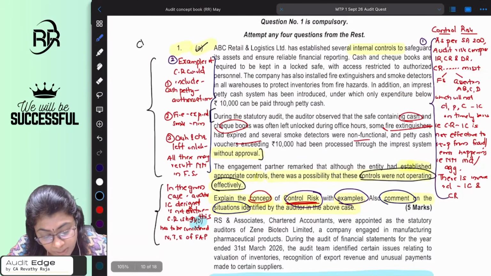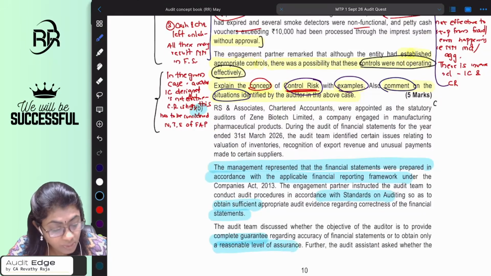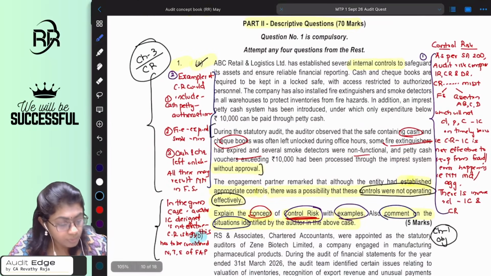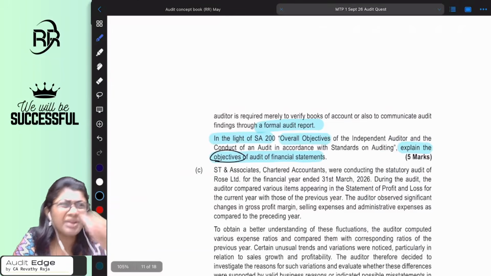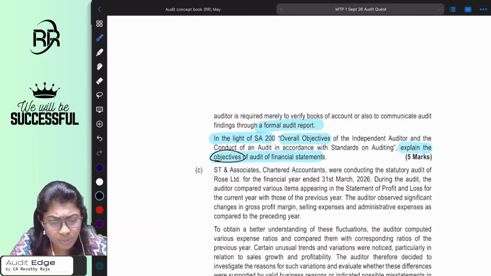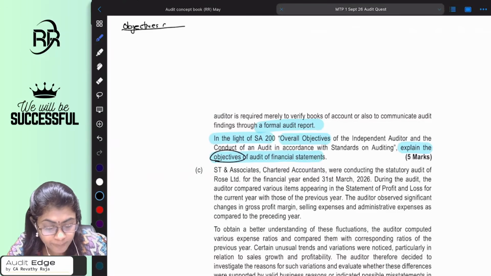So, this is just about the objectives of auditing, which is chapter number 1. In fact, the previous question was from chapter 3 regarding control risk. This particular question is from chapter 1 regarding the objective of auditing. So, how to present, how to write? It's a very simple concept, so I'll just guide you how to present. You know the answer very well. So put a heading: Objectives of audit.